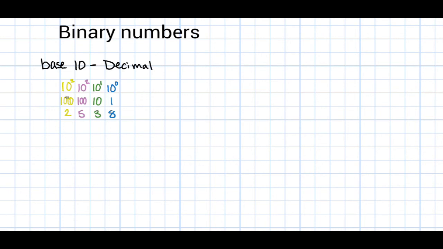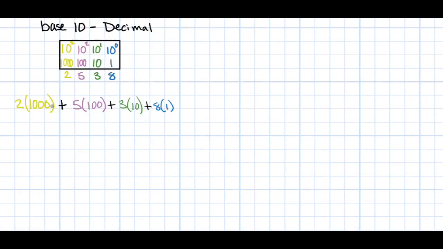In a base 10 number system, every number from 0 to 9 is available to use. In our example, we see the first number 2 and we know that it represents how many thousands there are. Likewise, we see that there are 5 hundreds, 3 tens, and 8 ones. The numbers 2, 5, 3, and 8 are called weights.